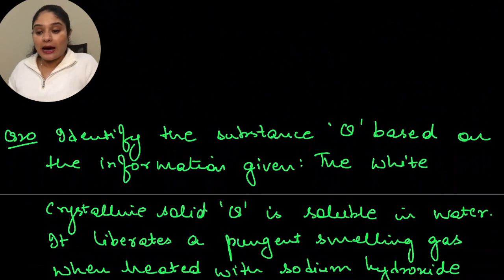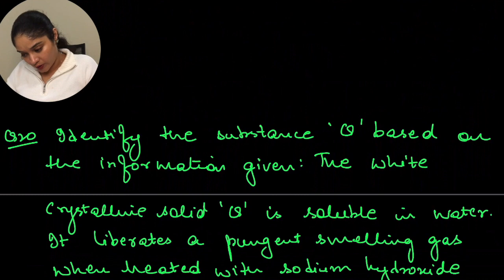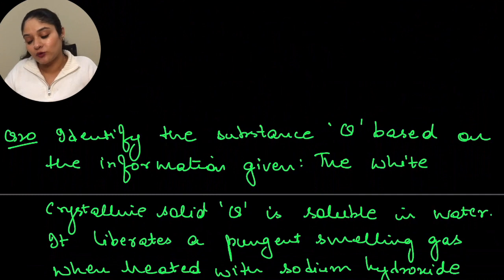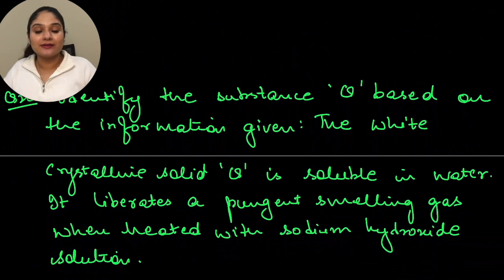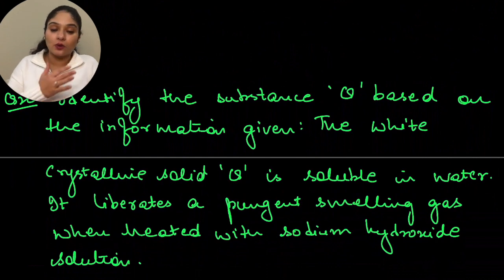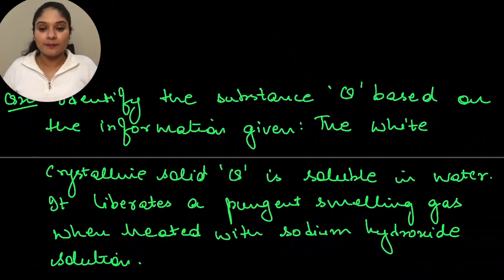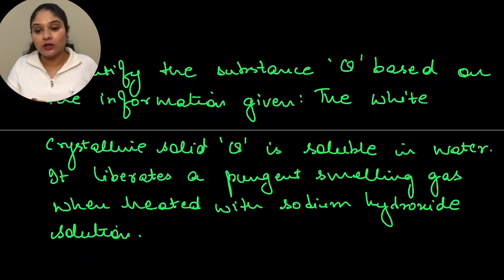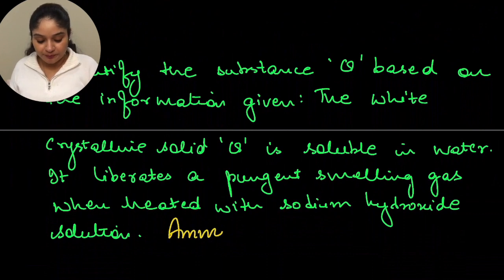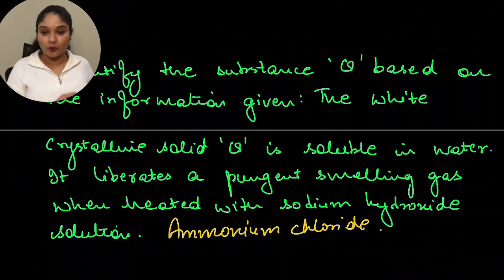Question number 20. Identify the substance Q based on the information given. The white crystalline solid Q is soluble in water. It liberates a pungent smelling gas when heated with sodium hydroxide solution. So the answer is ammonium chloride. This is also given in the book itself, and you should be able to find it. If you're not, you can ask me in the comment box and I'll let you know. For now, let me just tell you the answer: ammonium chloride. This was also taught in the one-shot video of ammonia. If you have doubts, you can check that video out.